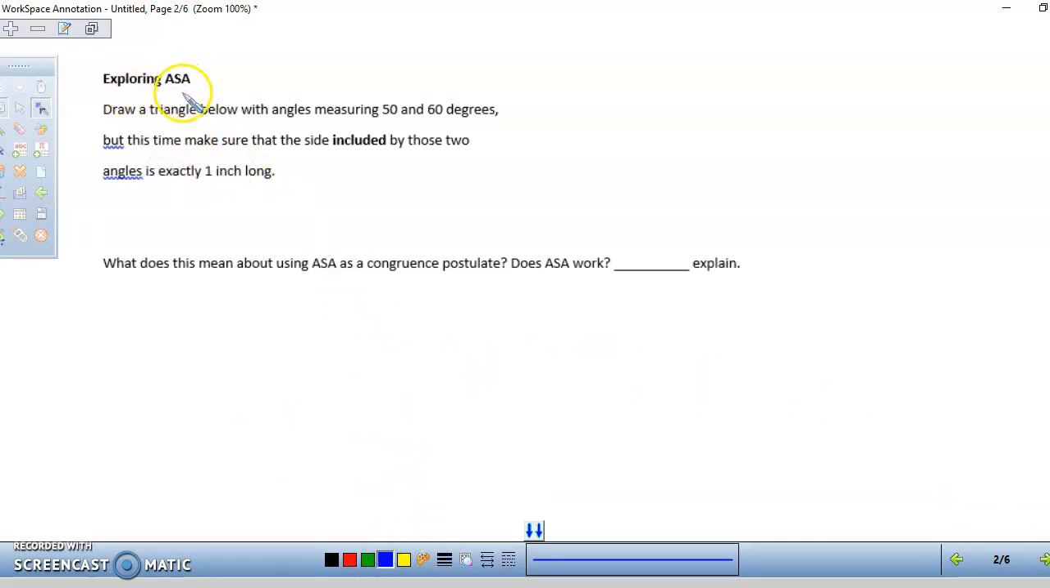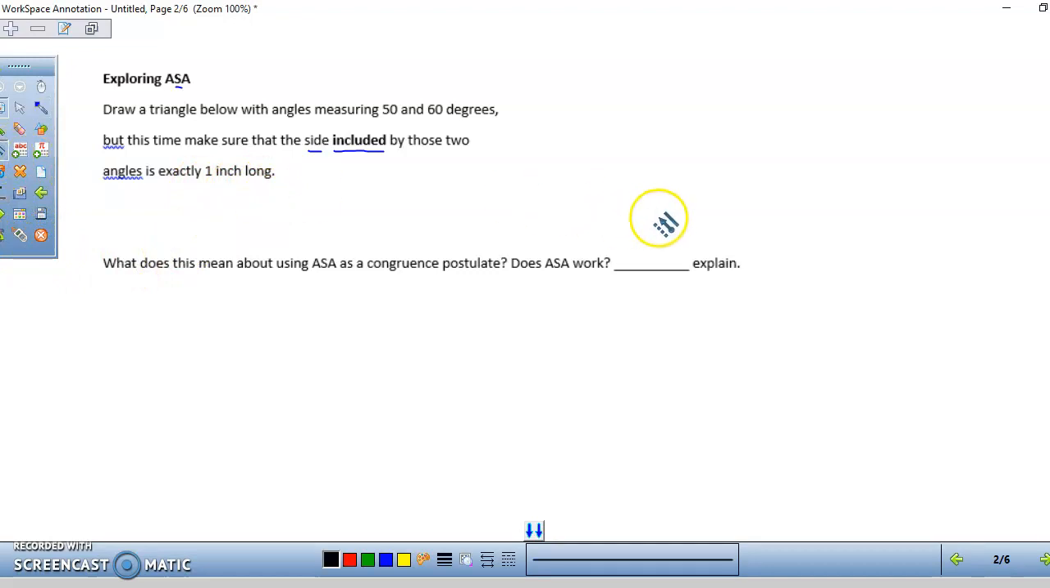Exploring angle, side, angle. In this case, notice that the S in the name is literally between the two A's. So this is what's called an included side. The side is included in between the two angles, or is attached to both angles. We're going to draw a triangle with angle measures of 50 degrees and 60 degrees, but those have to be attached to the side, or the side needs to be included, and that side is going to be 1 inch long.